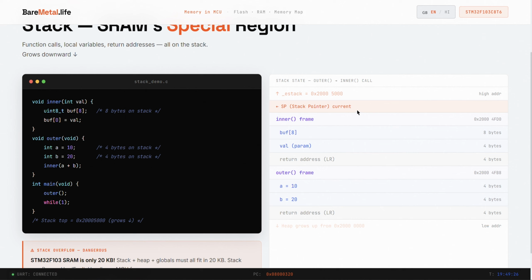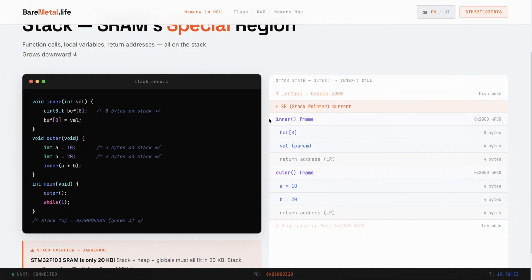Now let's understand the stack pointer. What's the stack pointer? The CPU keeps track of the stack using a special register called the SP, the stack pointer. It always points to the current top of the stack. Every time a function is called, the stack pointer moves downward to make room. Every time a function returns, the stack pointer moves back up, releasing that space.